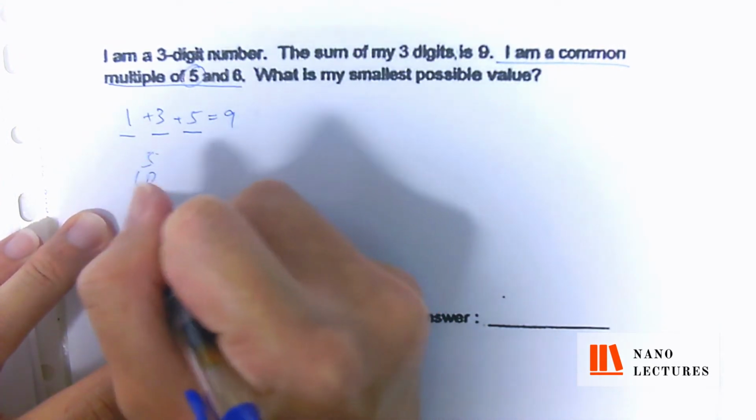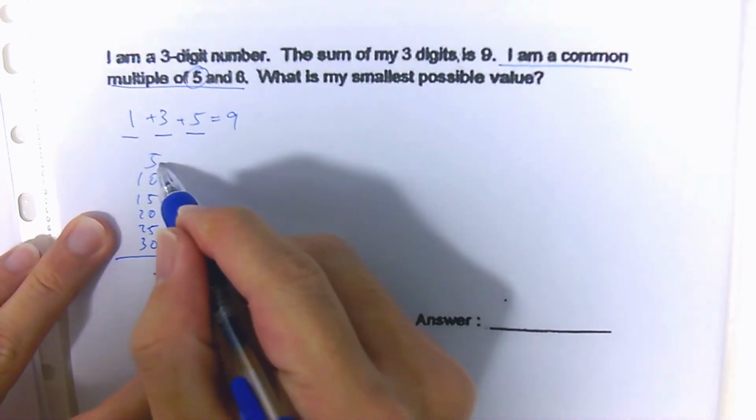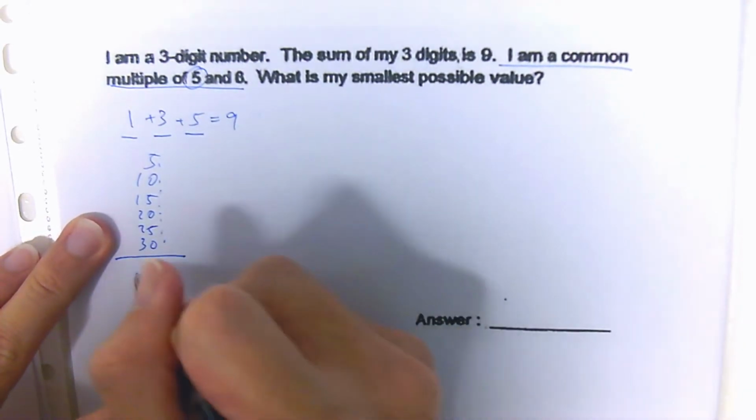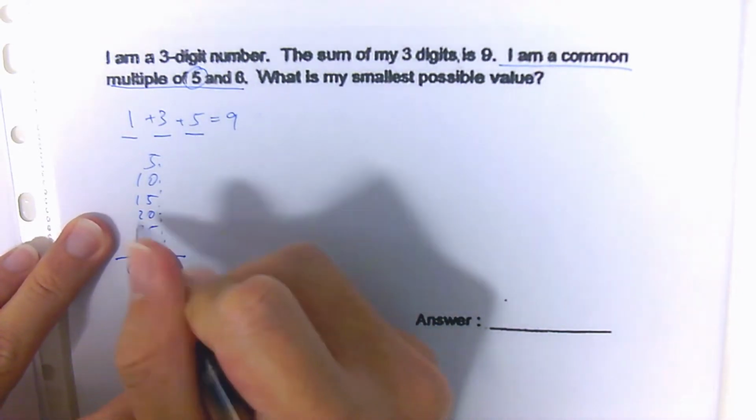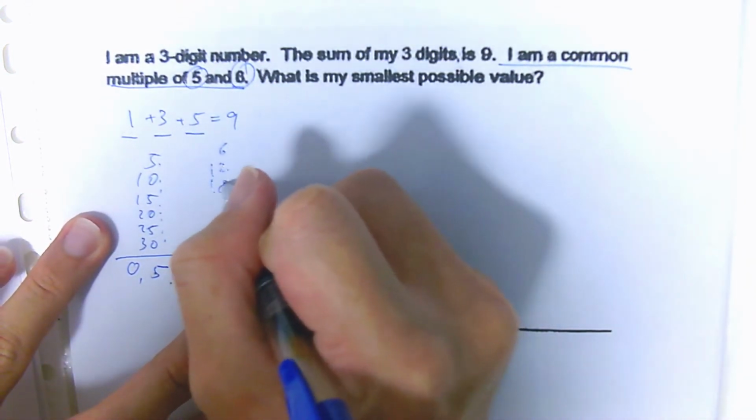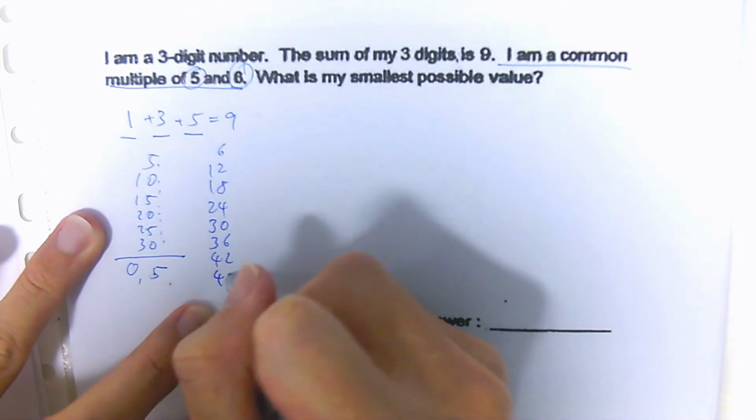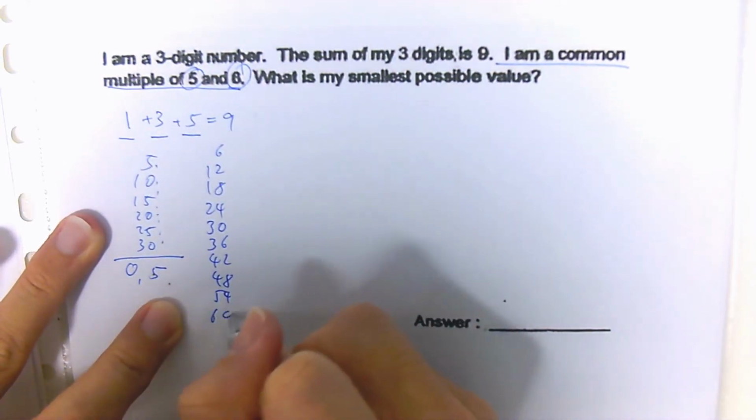So let's write out the multiples of 5. We have 5, 10, 15, 20, 25, 30. Do you realize that the last digit is always 5 and 0, 5 and 0? So it's only 0 and 5 for the last digit. Now let's do 6. We have 6, 12, 18, 24, 30, 36, 42, 48, 54, 60.